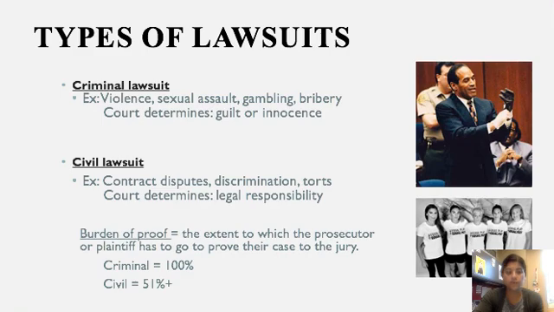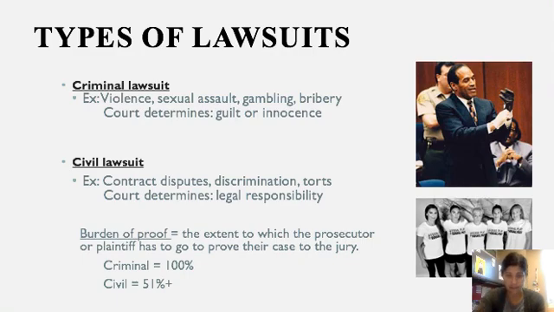Essentially, burden of proof is the extent to which whoever the prosecutor or plaintiff is in a case has to go to prove their case. As you can see here, that level is much higher in a criminal trial. In a criminal trial, the jury has to be 100% sure of guilt, or what we call beyond a reasonable doubt. There can be zero doubt in their mind that that person is guilty in order to convict. As you can imagine, it's quite difficult to meet that standard.